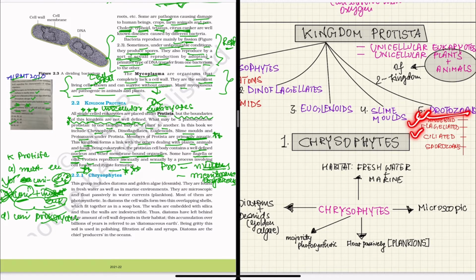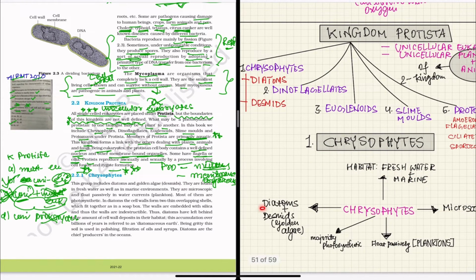Chrysophytes have their habitat in freshwater as well as marine water. They are microscopic, and include diatoms plus desmids. Desmids are also called golden algae. They are majorly photosynthetic. You have heard of phytoplanktons. These are planktons and they float passively. This is mostly asked as an answer to which organisms float passively. These are chrysophytes, and they are protistans.